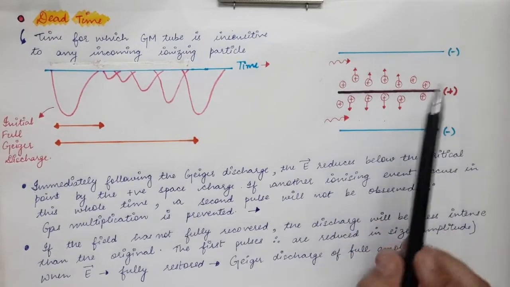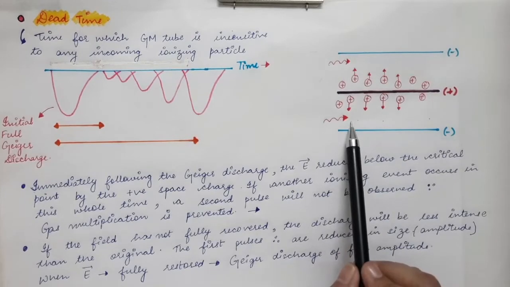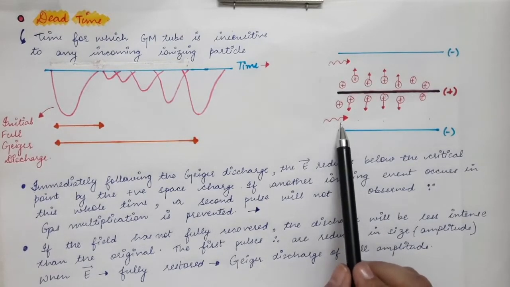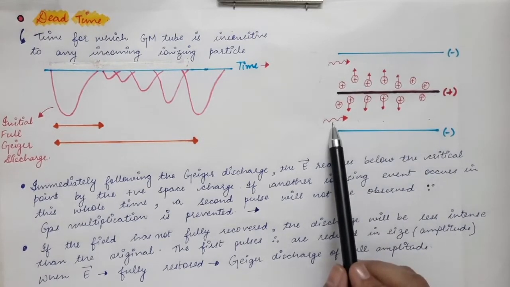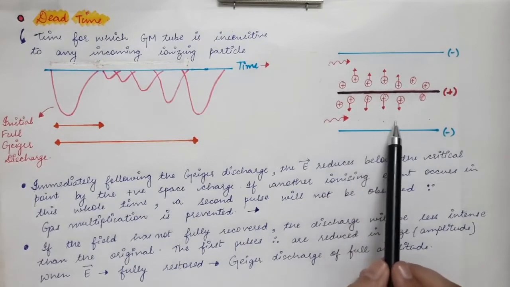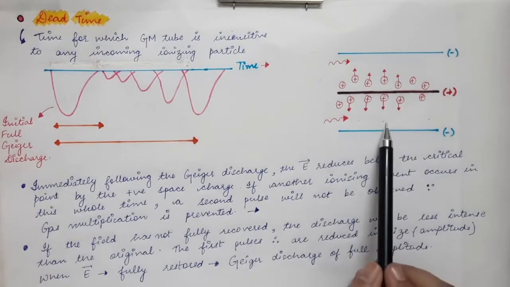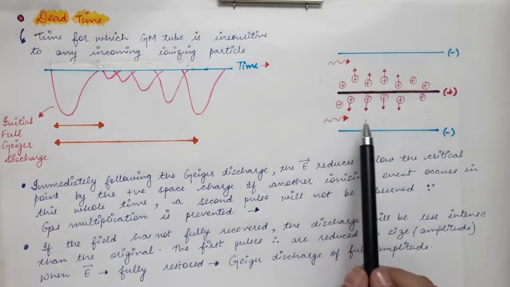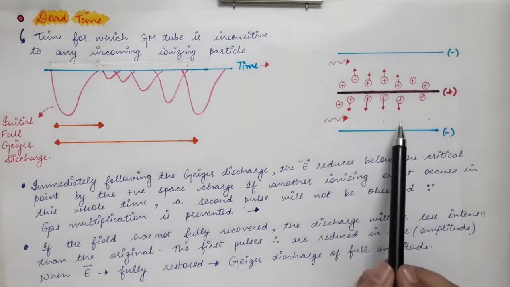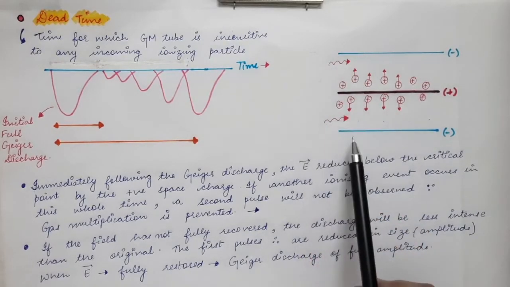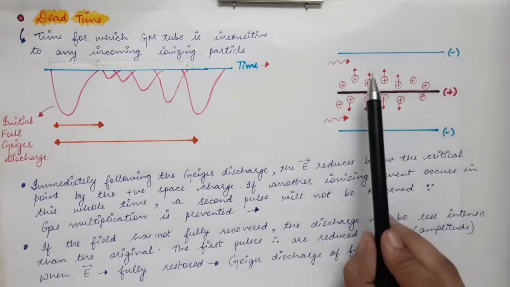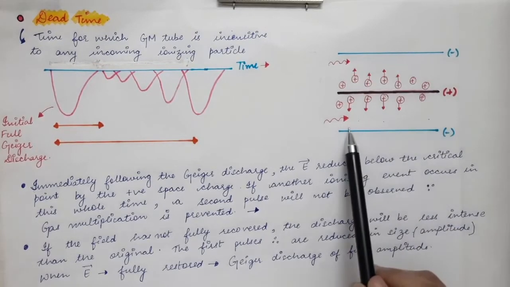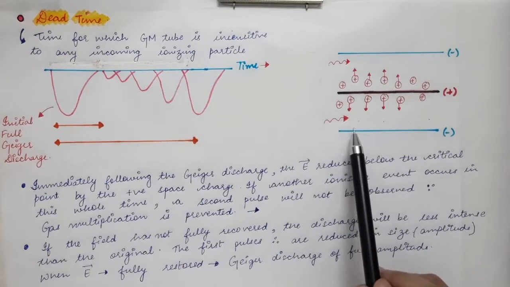During this whole time, if another ionizing particle enters the GM tube, then that particle, no matter how many primary ionizations it makes, will make its primary ionizations, but this particle will not be detected. As we know that in the case of a GM tube, the pulse height remains the same no matter how many primary ionizations are occurring in the GM tube.